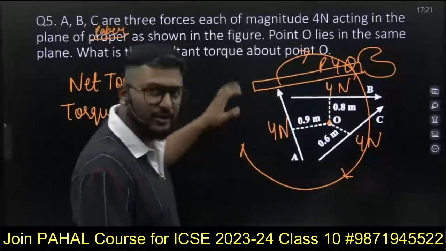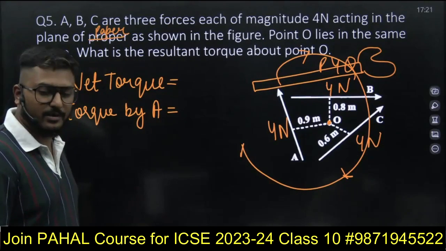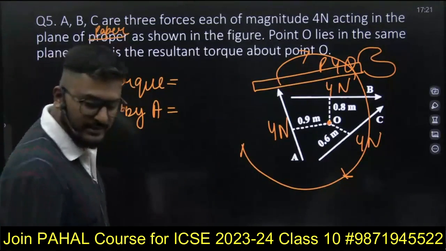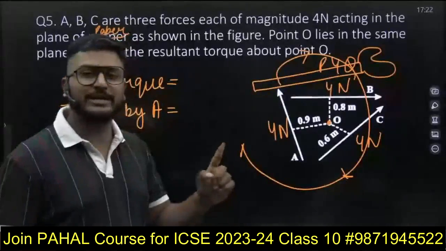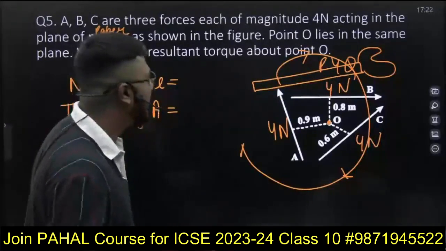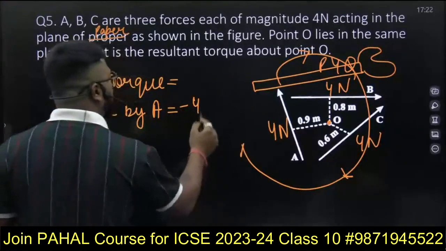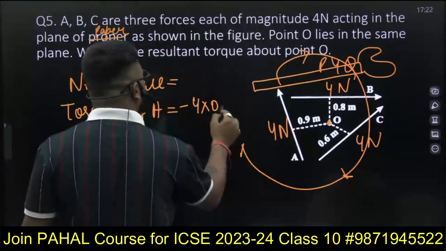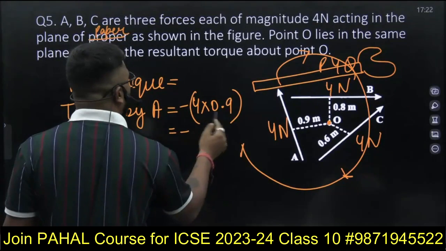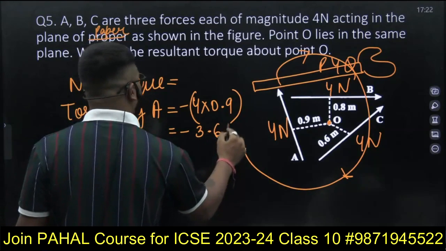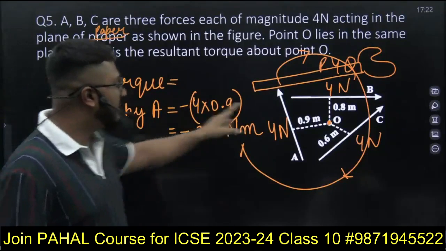So this direction is what? This is clockwise or anti-clockwise? Can anyone tell me? Torque A, clockwise or anti-clockwise? This is clockwise, right? Right, clockwise, correct. So torque by A will be clockwise. Clockwise direction को हम कैसे लेते हैं? Negative लेते हैं, right? So this will be negative of 4 Newton, that is the force, into the perpendicular distance. The perpendicular distance is what? 0.9. So minus 4 into 0.9 will be equal to minus 3.6 Newton meter. So this is the torque minus 3.6 Newton meter which is produced by force A.